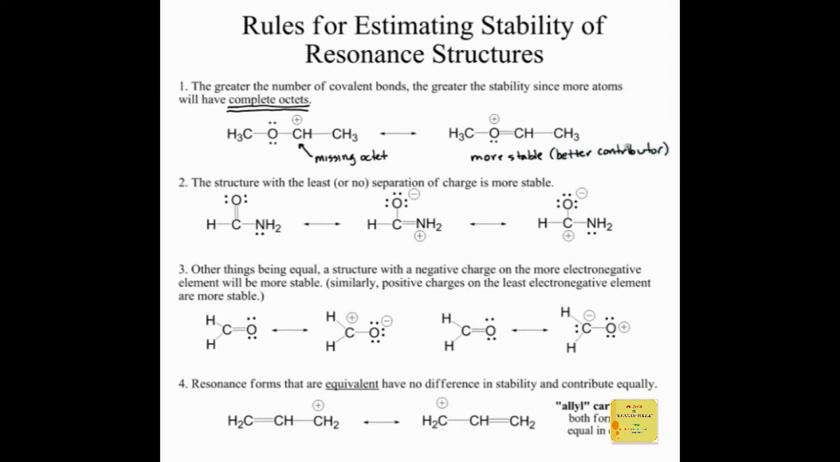So what does the actual hybrid look like? The actual hybrid looks more like this structure on the right because it is the more stable structure, the better contributor. It's more important than the first. Because this is missing an octet, this is less important.